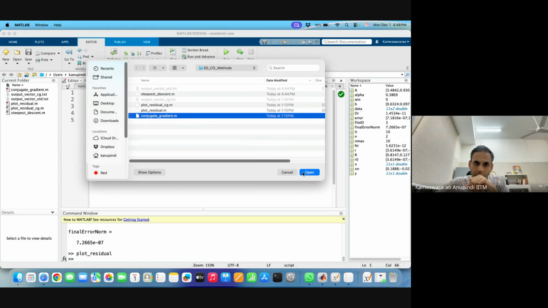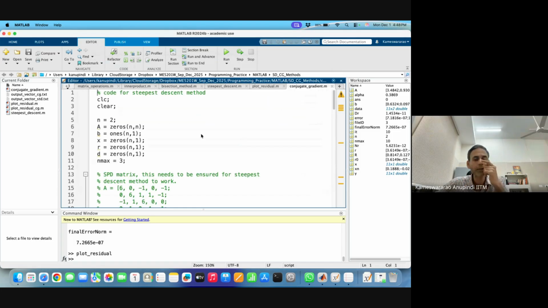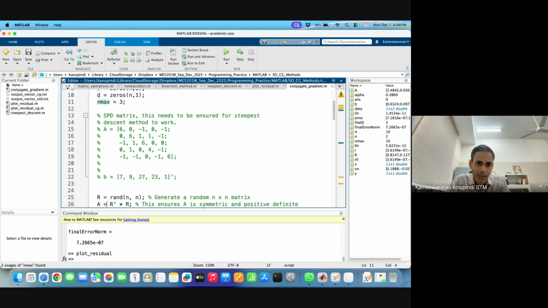Yeah. Okay. So let us look at the conjugate gradient method. I have pretty much the same code as before. N equals 2, A, B, everything. But then I'm doing n max equals 3, only 3 iterations. Ideally, it should converge in n steps itself. Conjugate gradient will converge in n steps, where n is the size of the matrix and the number of directions we are taking. So I just put 3.